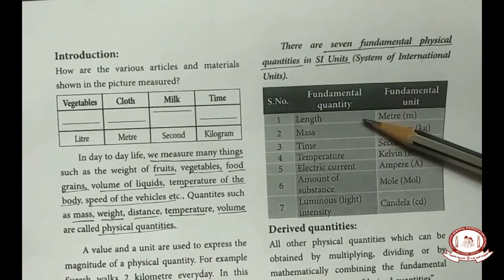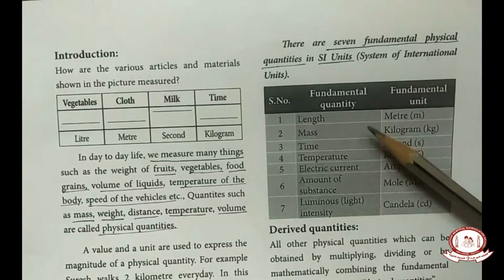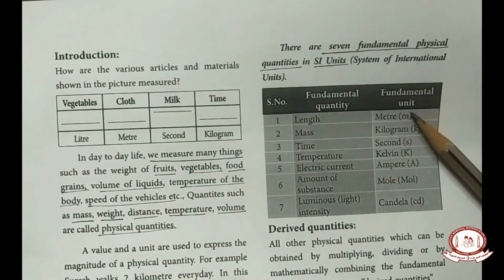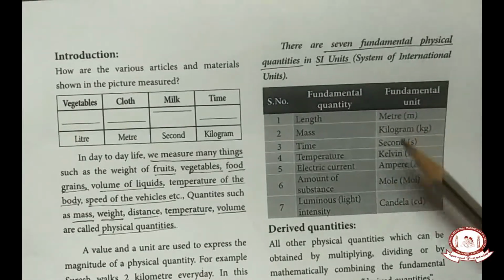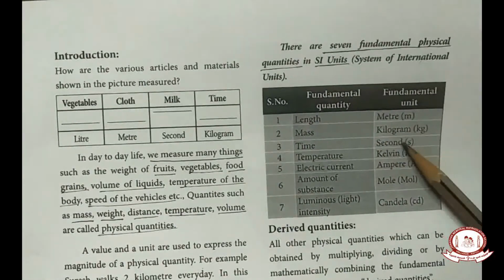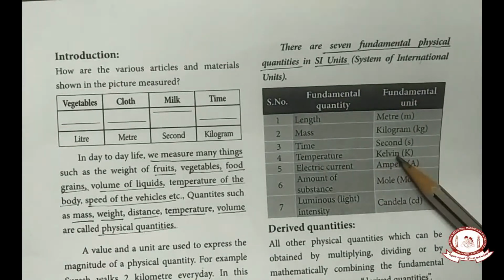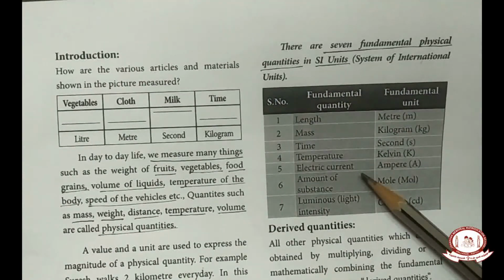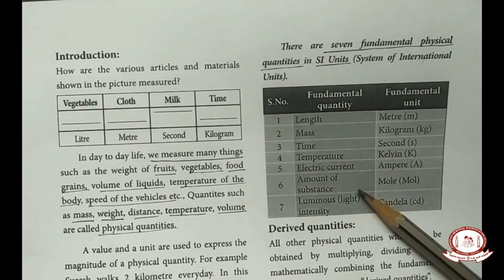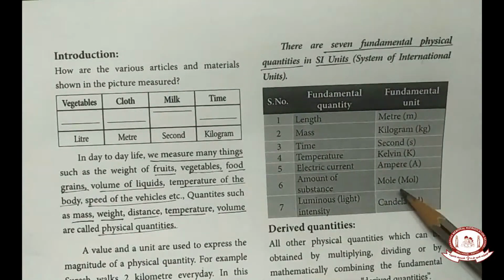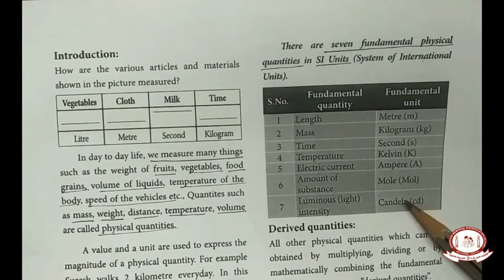Shall we read one more time? What are the fundamental quantities given? There are seven fundamental quantities. Length is measured in meter, mass is measured in kilogram, time is measured in second, temperature is measured in Kelvin, electric current is measured in ampere, amount of substance is measured in mole, luminous intensity is measured in candela.